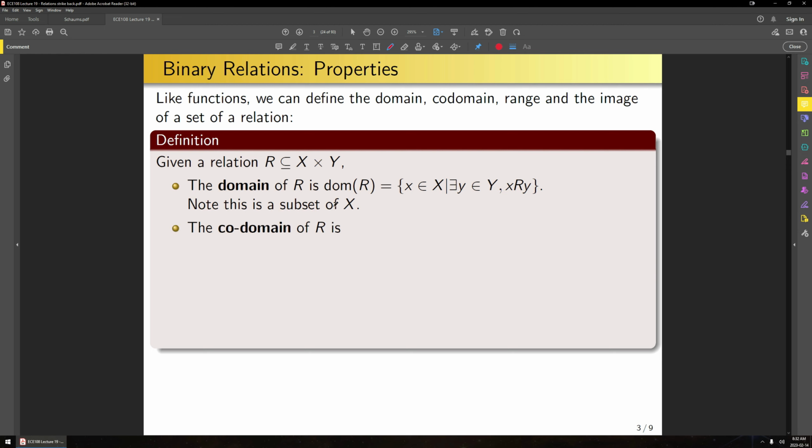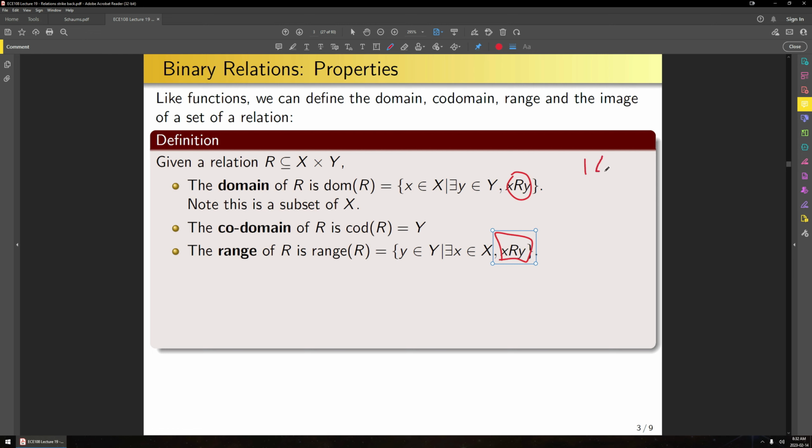Okay, now the codomain is y. Nothing there changes. The range is the exact same definition we had before, right? Again, the only thing that changed is that instead of saying f of x is equal to y, I can say x is related to y, right? That's how to read this guy. Oh, and one other thing I should mention at this point, this is a Boolean value, right? Just like 1 is less than 2, that's true or false. Same thing here. x is related to y, or x is not related to y.